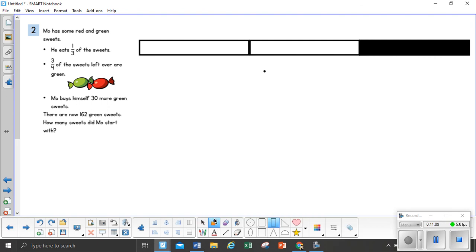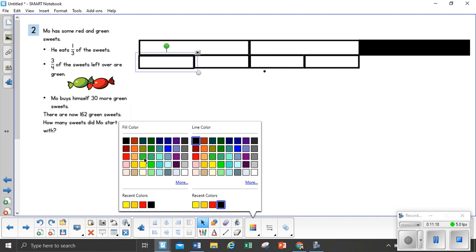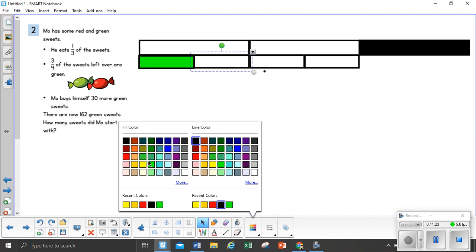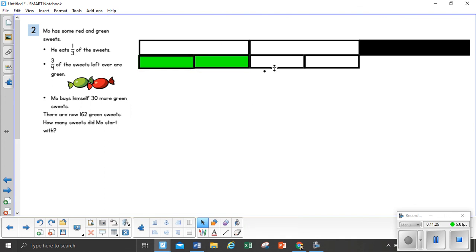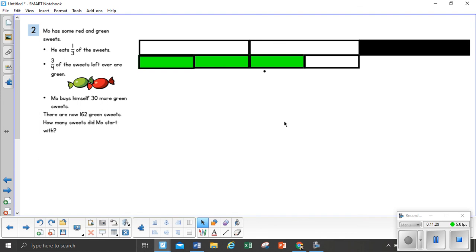Okay, so there you go. I cheekily paused it again. So 3/4 are green. And then Mo buys himself 30 more green sweets. So he's got these green sweets.